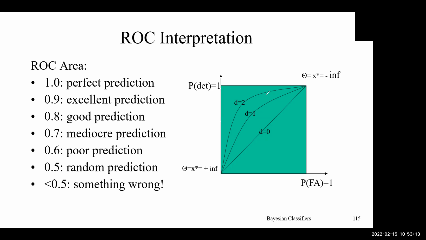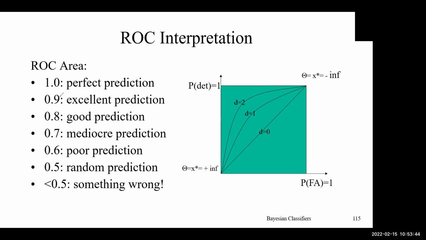Rarely can you get there. But if we were able to, what would be the area under the curve? 1, because our curve would come up and then over. And that would be perfect prediction. Everything is good. It's not going to happen. But you at least need to know what you're aiming for.